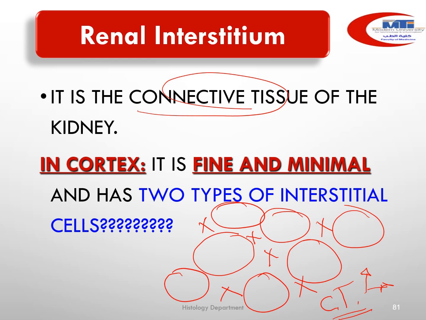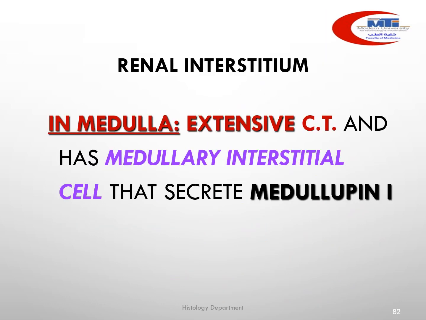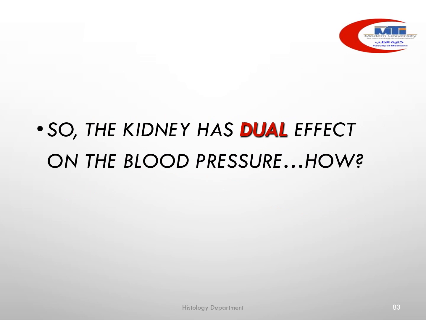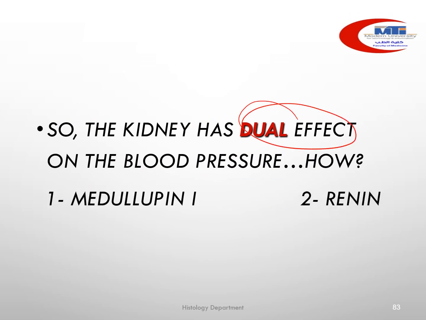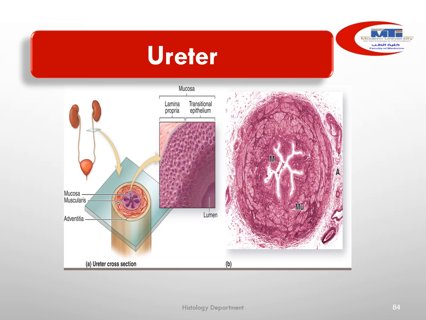Okay, in the cortex, it is fine and minimal because of the presence of lots of tubules in the cortex. Okay. In the medulla, you have medullary interstitial cells, which secrete medullipin 1, which decreases blood pressure. So the kidney has a dual effect. They have medullipin. The medullipin decreases blood pressure, and renin increases the blood pressure.